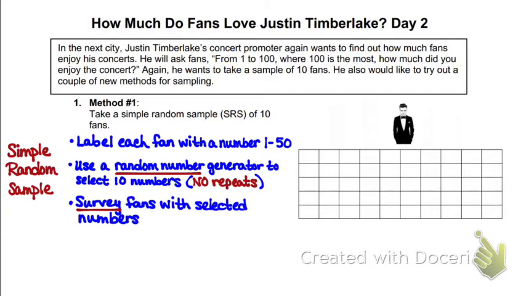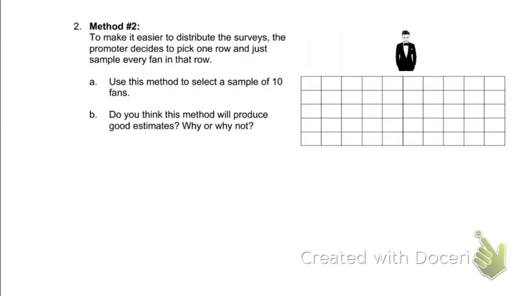So on your random number generator, I want you to go in there and have it give you a random number between 1 and 5, because we're looking at the rows this time. So use your random number generator. Have it pick out a random number 1 through 5. And once you know which row it has given you, you're going to mark all the seats in that row.